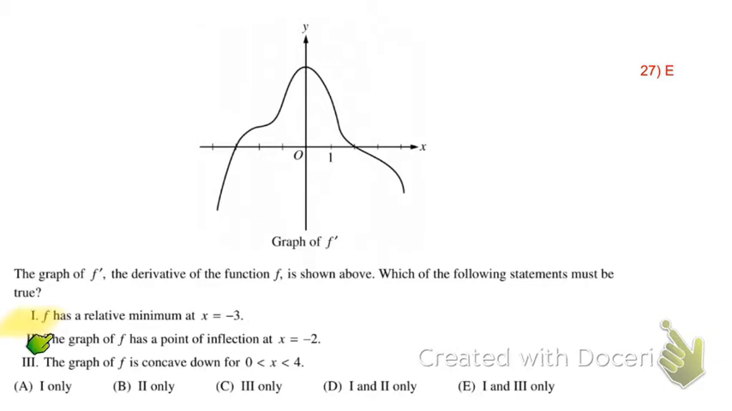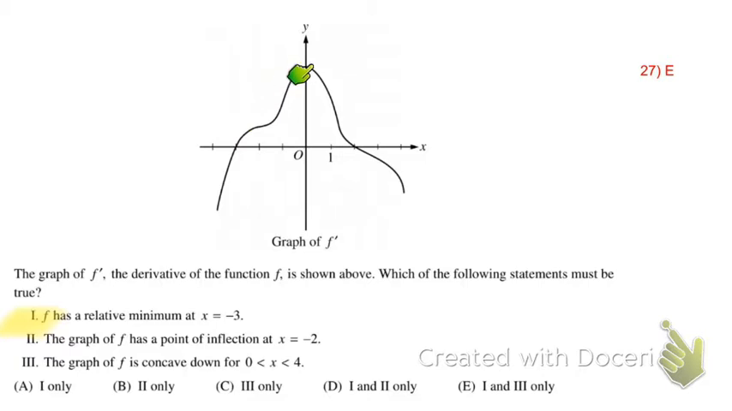For number 2, the graph of f has a point of inflection at x equals -2. -2 is right here. It looks like that on the graph. So remember, a point of inflection from the derivative comes from a maximum or a minimum. So I do not think that this is a point of inflection because it does not change direction. It looks like it does get flat, so maybe the derivative is equal to 0, but it does not change direction. It goes from increasing to increasing, which means it's not a point of inflection.